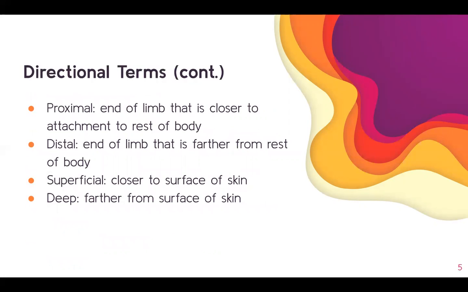Proximal refers to the end of a limb that's closer to the place where it attaches to the rest of the body. You can say your upper arm is proximal to the lower arm because your shoulder is where it joins. Distal is the end of the limb that's further from the rest of your body. An example would be saying that the lower arm is distal to the upper arm. Superficial refers to something closer to the surface of the skin. For example, the skull is superficial to the brain. Deep refers to something further from the surface of the body. For example, the brain is deep to the skull.